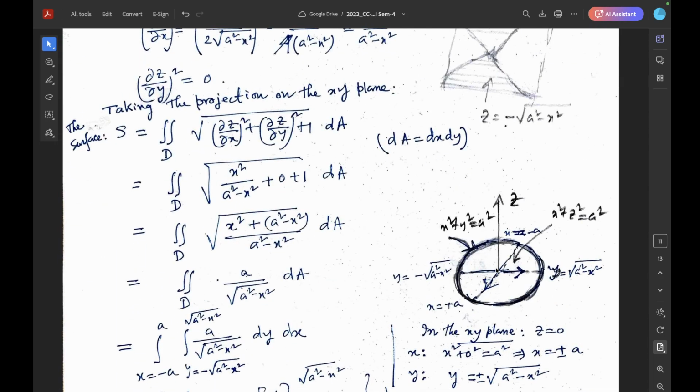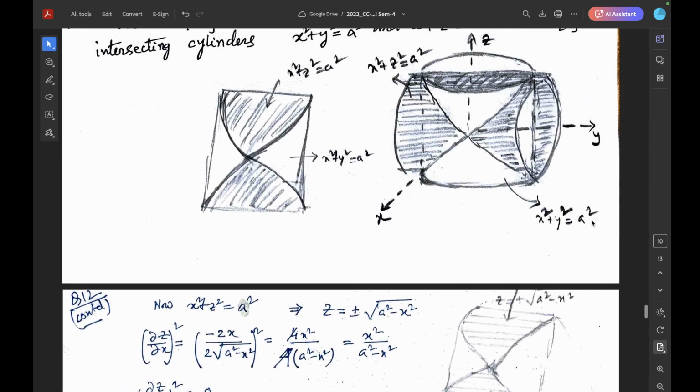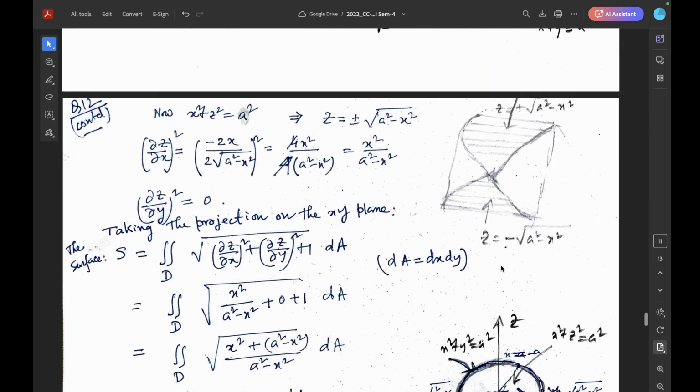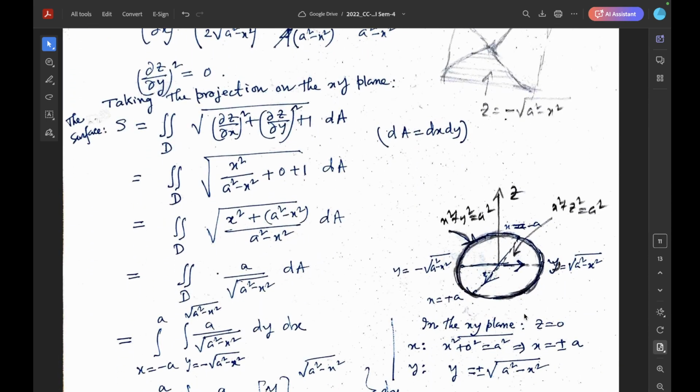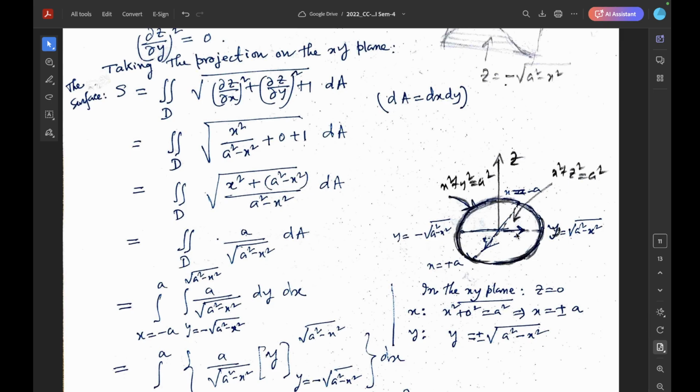If we look at this cylinder vertically from below, this portion is x square plus z square equal to a square. So this shaded portion of x square plus z square equal to a square is on the xy plane, that is, z equal to 0. Putting z equal to 0 for this inner portion, x equals plus minus a, and for this ring the range of y is plus minus root over a square minus x square, so minus y equals this, and x goes from minus a to plus a.